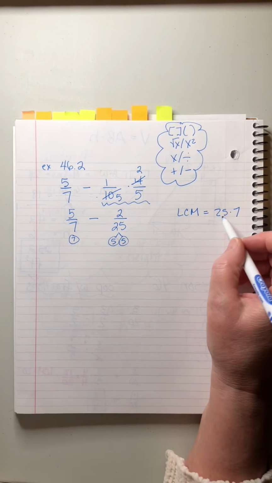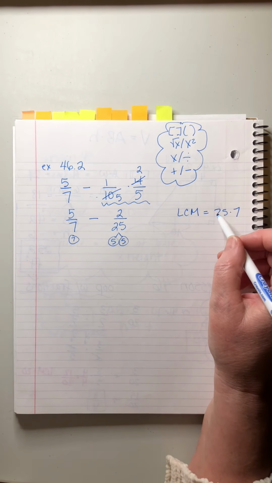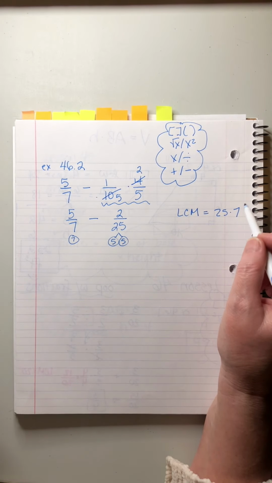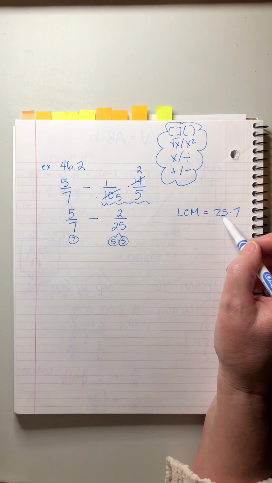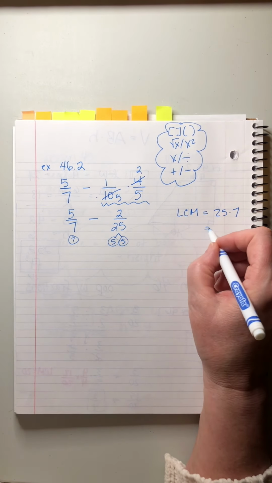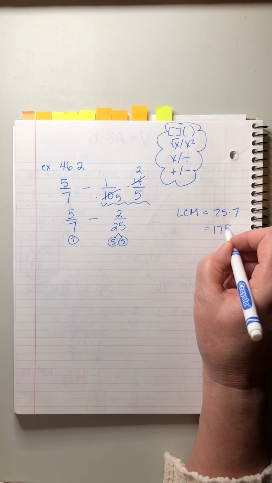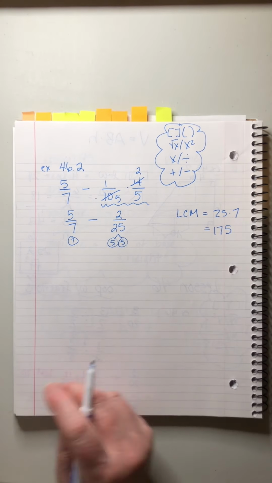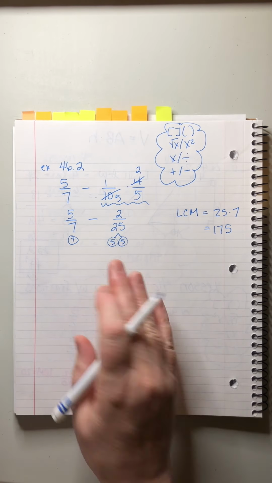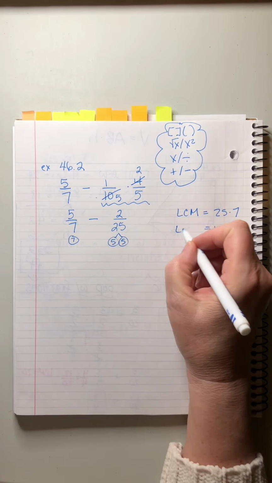Now, the good news is I can multiply by 25 really fast because I have counted quarters before. And I know that every 4 quarters equals $1. So every 4 25s equals 100. 3 more is 75 cents. So I know that this equals 175. Agreed? Okay, so that's my LCM.